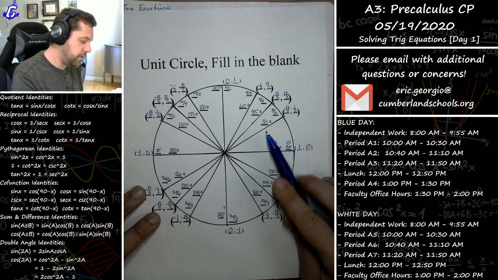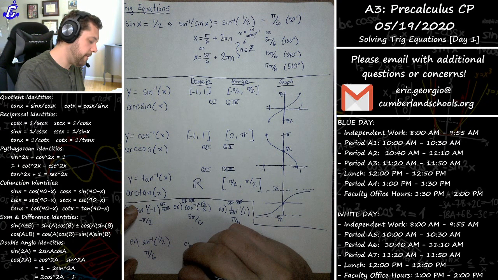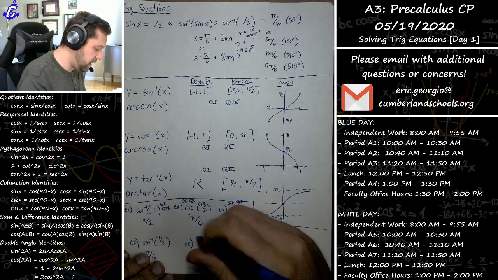Right here. It's 30 degrees. That's what we did right up there. Pi over 6. Okay. Looking here, let's just use the other terminology.